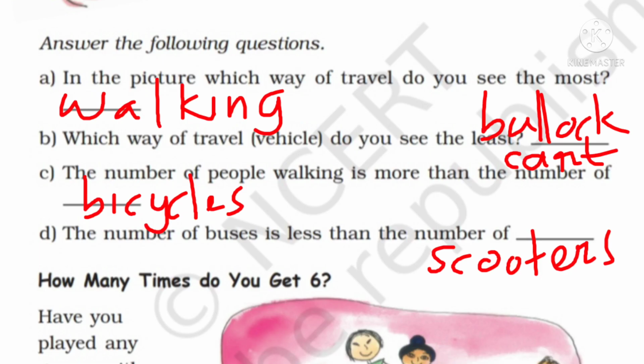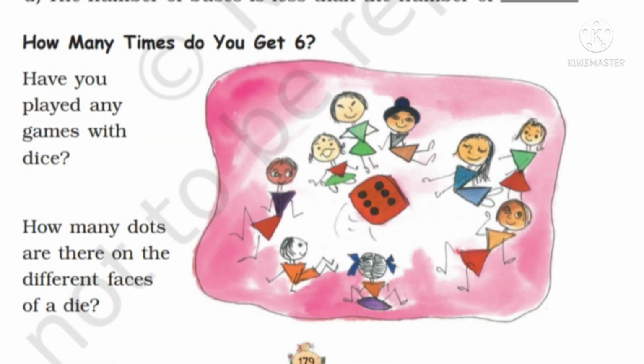Walking people 9, bicycles 5, scooters 6, cars 3 and buses 4. Answer the following questions. In the picture, which way of travel do you see the most? Walking people. Which way of travel do you see the least? Bullock cart. The number of people walking is more than the number of bicycles. The number of buses is less than the number of scooters.